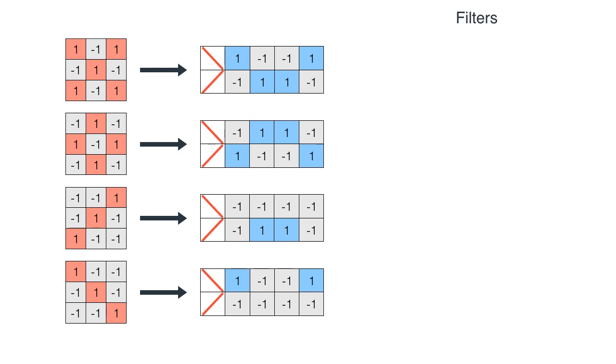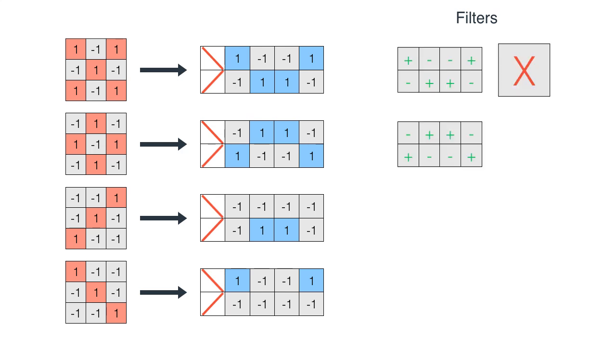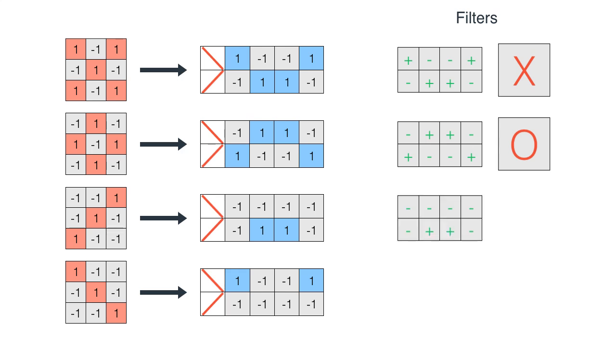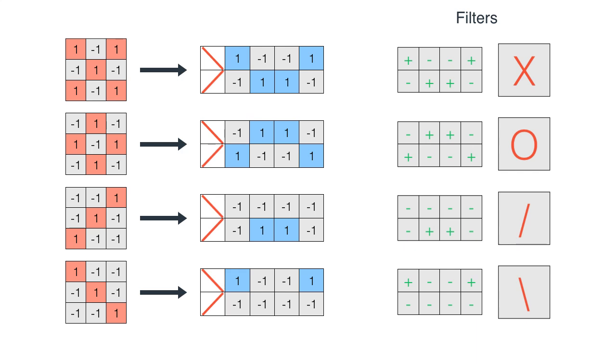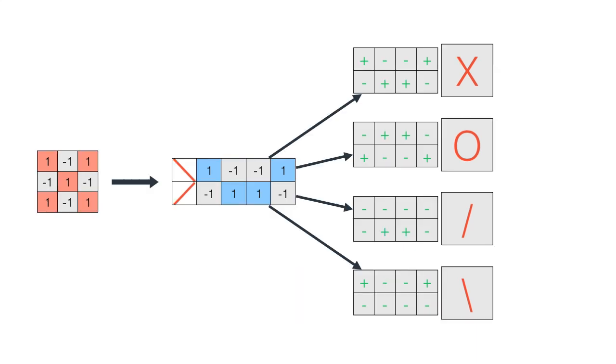And now we're going to create our filters. The filters are those green pluses and minuses that we created at the beginning. And they're actually very easy to create. It's just the same thing. This is the filter for the X. This is the filter for the O. This is the filter for the forwards diagonal. And this is the filter for the backwards diagonal. And what's going to happen is we're going to compare our matrix with every filter. So here's our X, here's our encoded X, and what happens when you compare it to every filter? Well, we do the same thing as the convolution step.